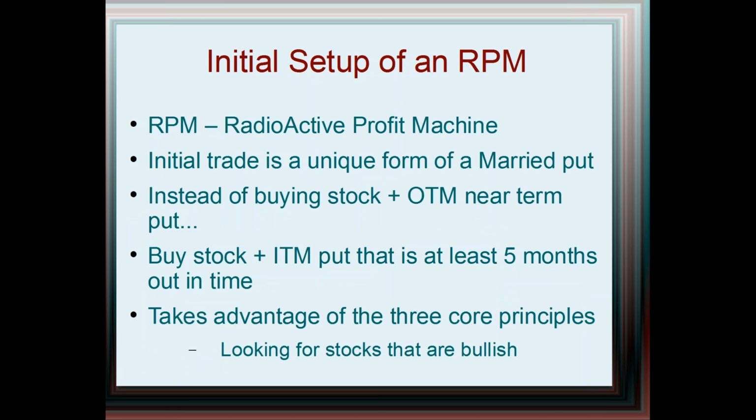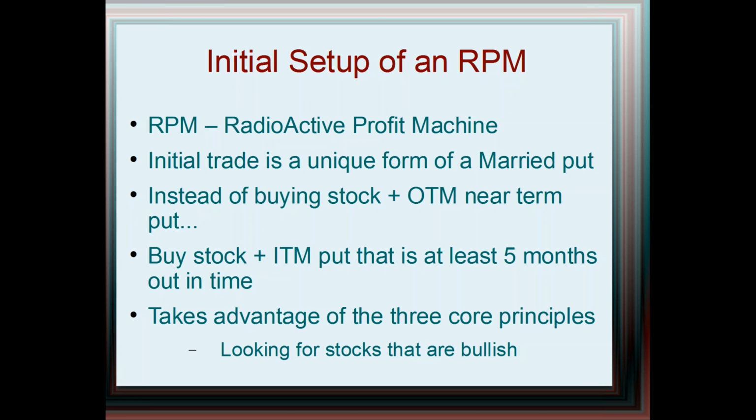Talking about the radioactive trade, the initial setup of a radioactive position. What we're going to look to do is an initial trade is always opened with a unique form of a married put. So instead of buying stock, so I might buy a stock at, let's say, $60 per share, and then buying in August or maybe a September, 55 or 52 or 50 put for a cheap price of 60 cents or 80 cents, which you might have seen information on protective puts or married puts on your broker. What we're going to do is buy stock and buy an in-the-money put that is at least 5 months out in time or more.